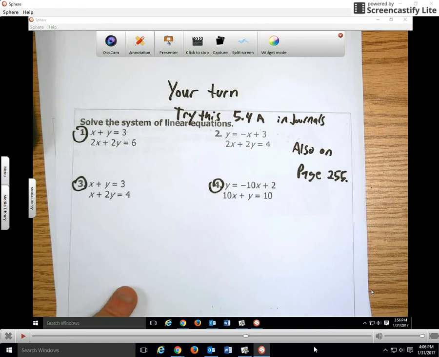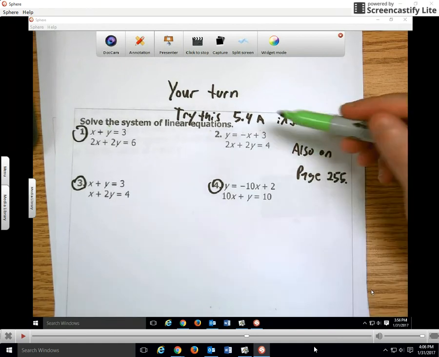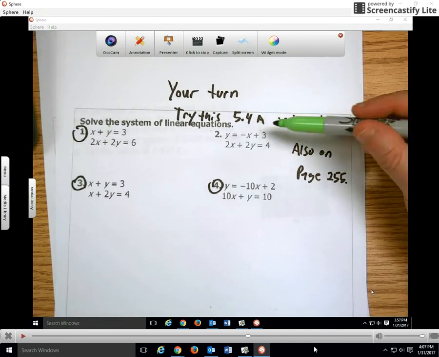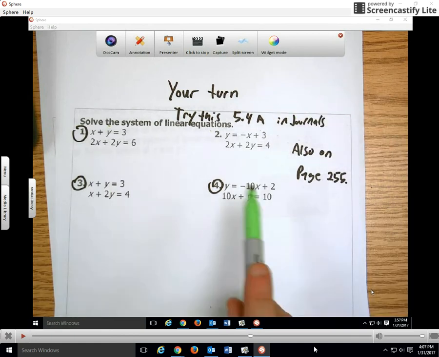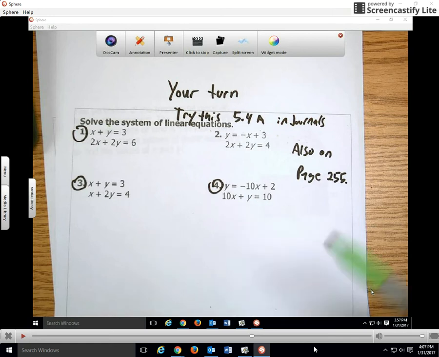Your turn. I want you to go ahead and try this. 5.4a, title it in your journals. And I want you to try questions 1, 3, and 4 using any of the three methods we talked about. Also, it's on page 255 in your textbook. Some are set up, though, for one method over another.